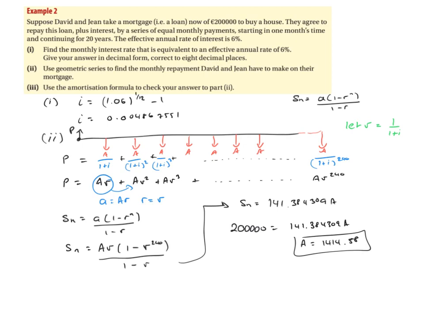€200,000 mortgage. That means every month they have to pay €1,414.58 for the next 20 years in order to service this loan. Okay, hopefully that makes sense. Right, let's see if we can get this to work with the formula. Okay, because we can just use the amortization formula, so we're just going to check that now.